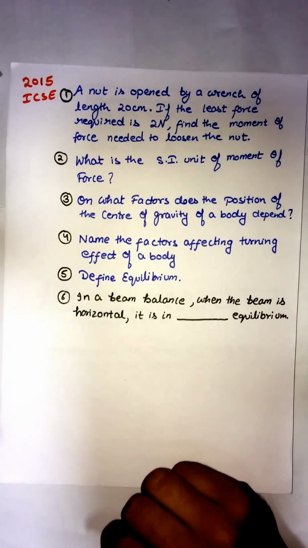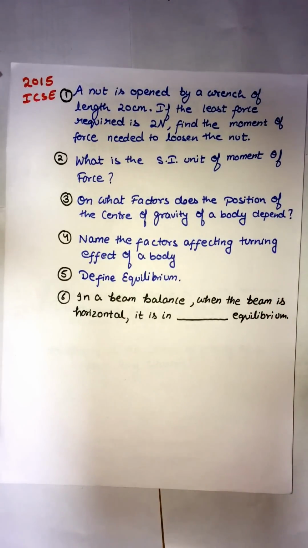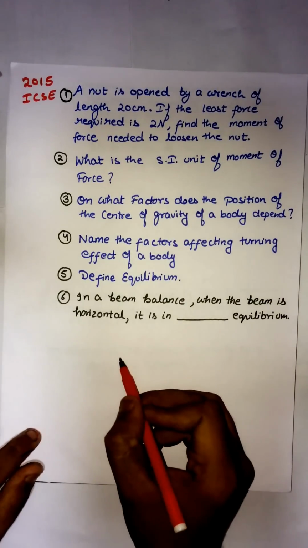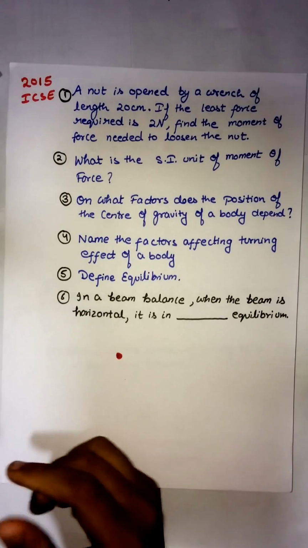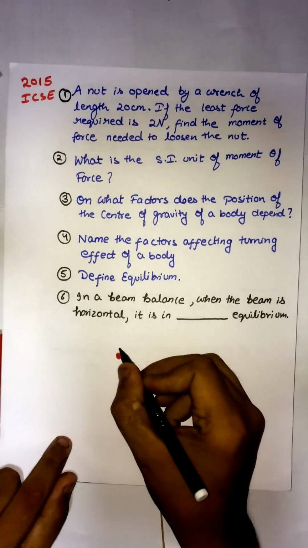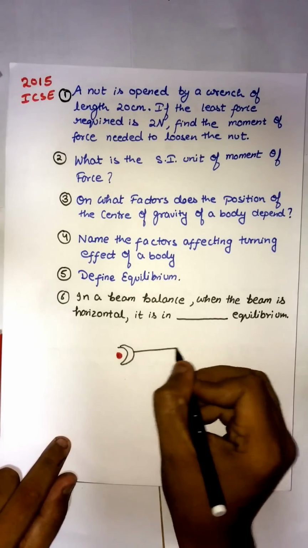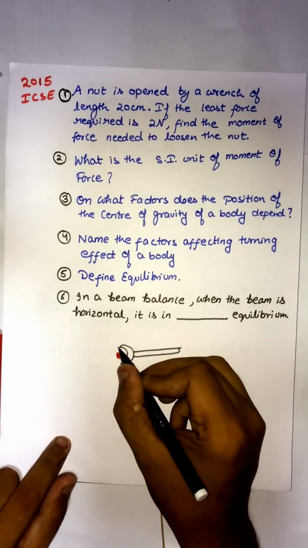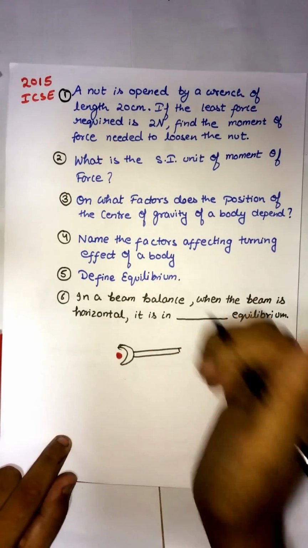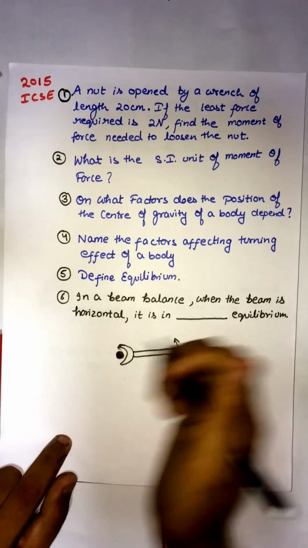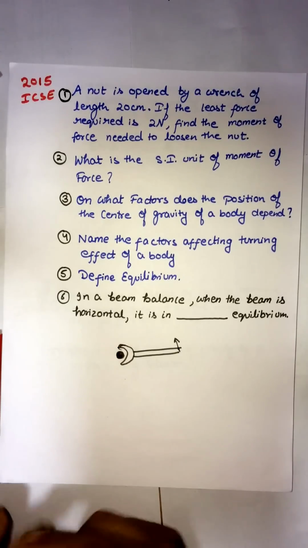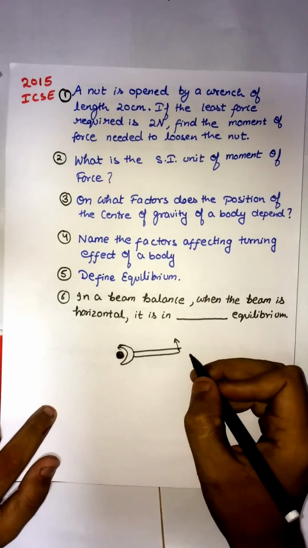If the least force required is 2 Newton, find the moment of force needed to loosen the nut. Okay, so here is a nut, and to open a nut, what do we need? We need a wrench. You must have used this somewhere. Now you rotate the wrench like this, you push it like this, and it holds the nut and opens the nut. So the least force required is 2 Newton.